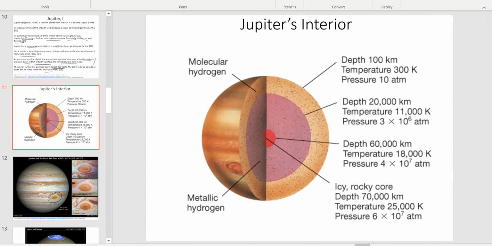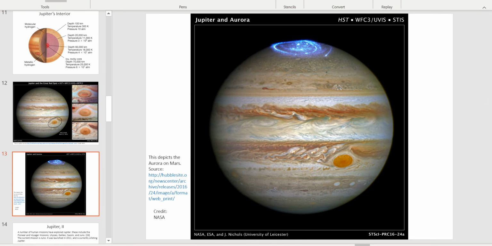Let's talk about the interior of Jupiter. Actually, for the sake of brevity, I'm going to pretty much skip everything and just once again mention that Jupiter likely has an icy rocky core, and I'll skip everything else. You can treat this slide as extraneous information. There's a lot of information here, so let's just move on to the magnetic field of Jupiter.